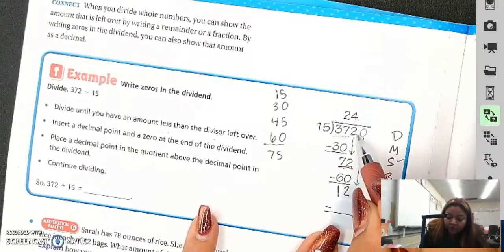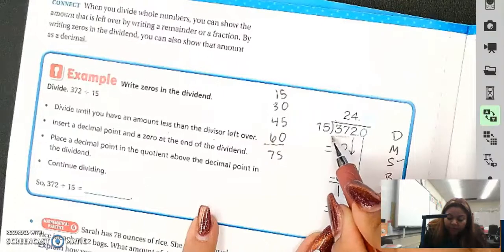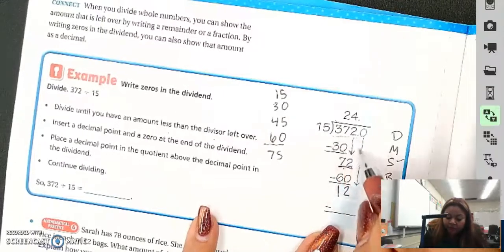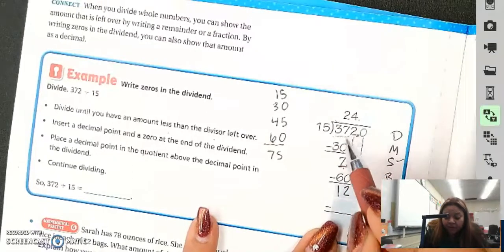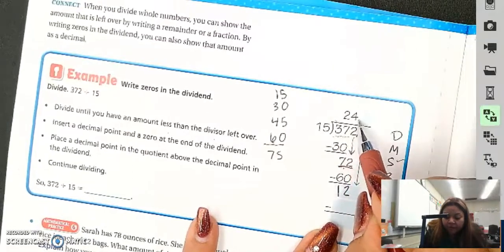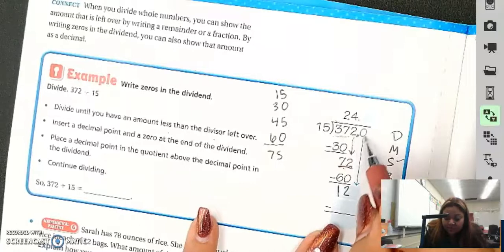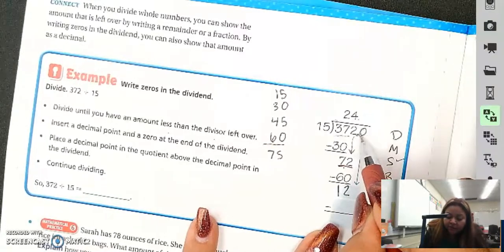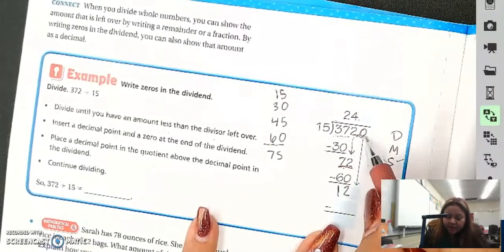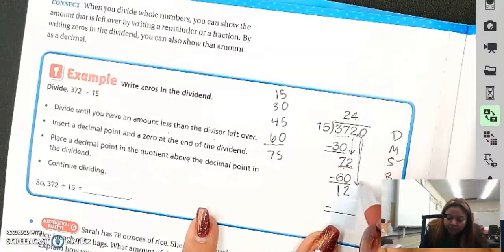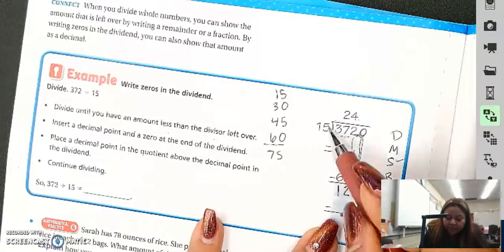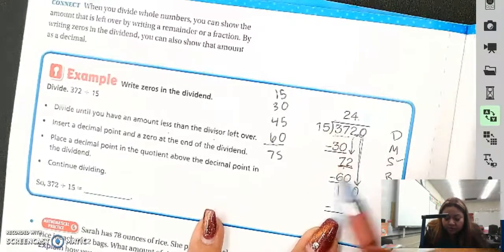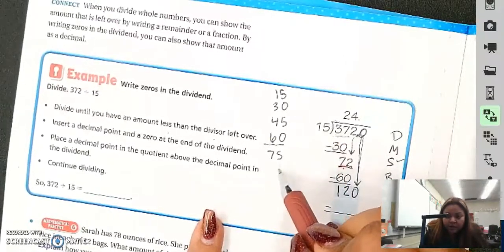And so this is where my number was a whole number, 372. But now I'm going to add the decimal point here, because remember that every whole number has a decimal point at the end of the last digit. And then we add the 0 in the dividend. So now we have a number to bring down, and that's 0. How many times does 15 fit into 120? Well, I just went to 75, so that means I need to keep going.